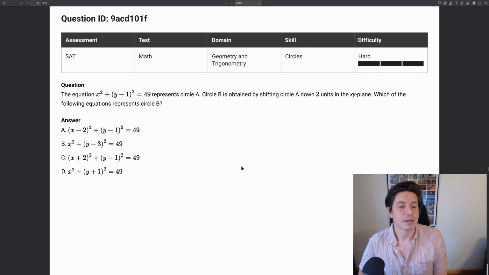The equation x squared plus (y minus 1) squared equals 49 represents circle A. Circle B is obtained by shifting circle A down 2 units in the xy-plane. Which of the following equations represents circle B?